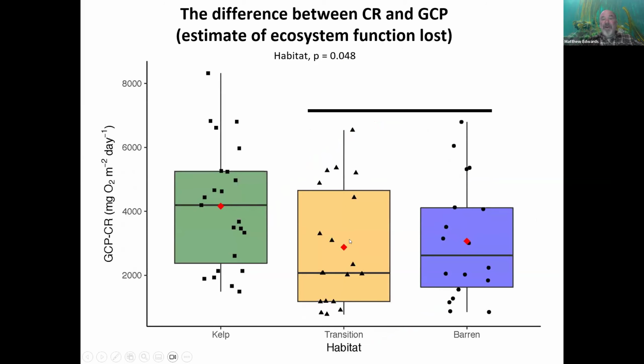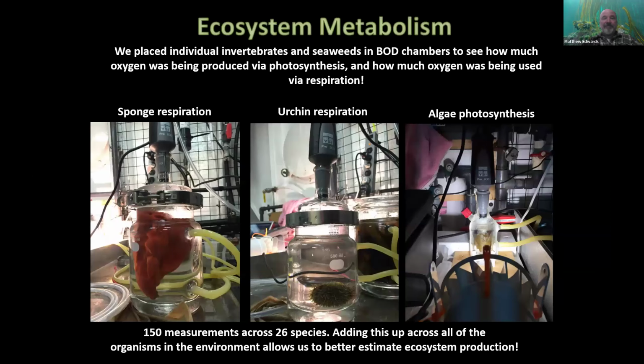The transition in the barren habitats, they lost less, and they're actually pretty similar. The kelp forest lost significantly more than the others. So that's what was lost. It's not net community production. They lost primary production, but they also lost respiration. And the balance of these is the ecosystem function that was lost.